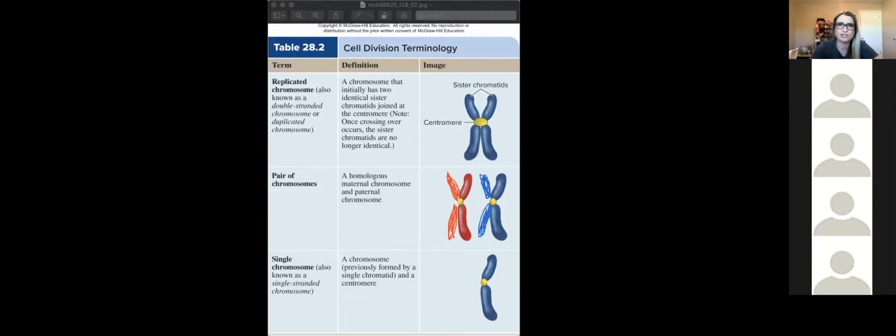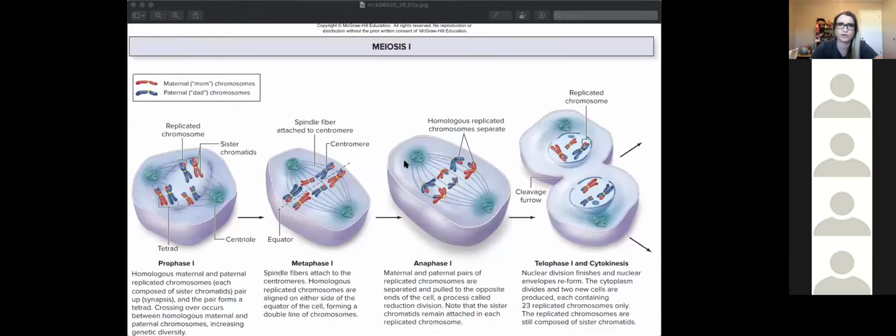So let's go back to the meiosis part. Here we are. The process of division of meiosis is going to begin with the diploid cell. And this diploid cell has replicated all its DNA, so it's got 23 replicated homologous pairs.